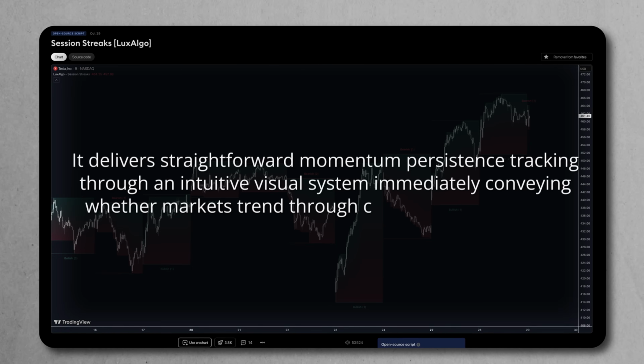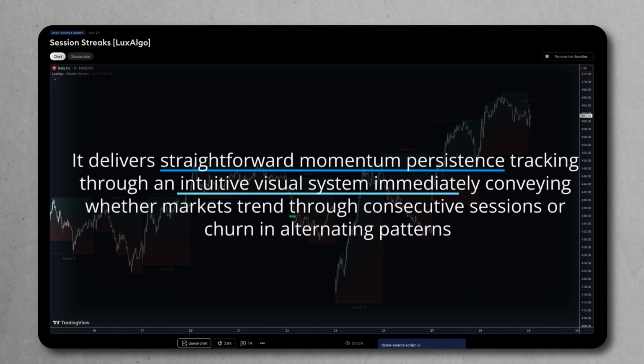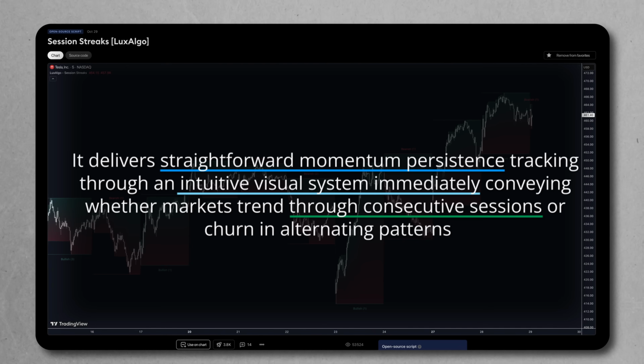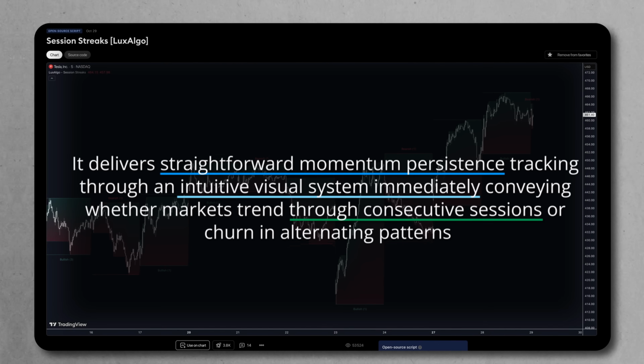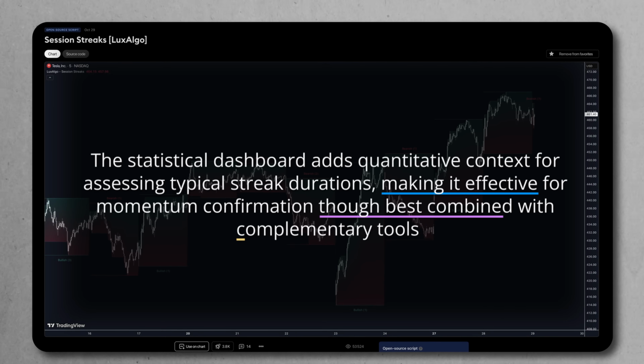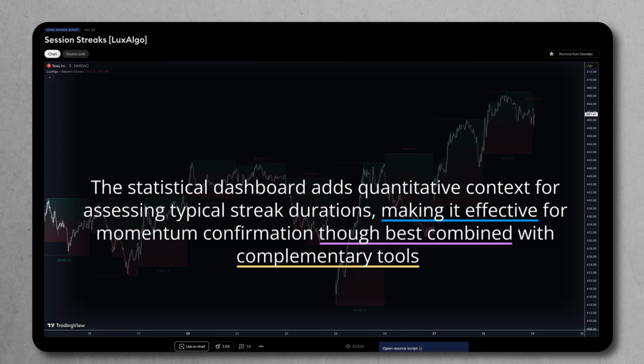It delivers straightforward momentum persistence tracking through an intuitive visual system, immediately conveying whether markets trend through consecutive sessions or churn in alternating patterns. The statistical dashboard adds quantitative context for assessing typical streak durations, making it effective for momentum confirmation, though best combined with complementary tools.